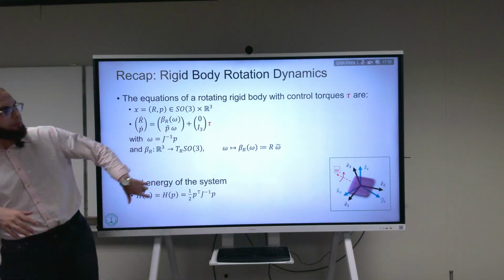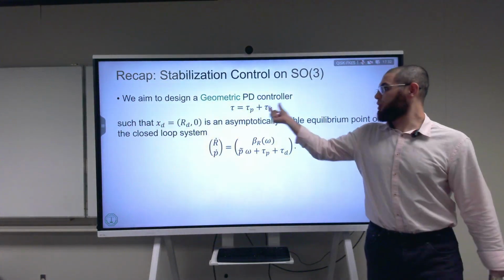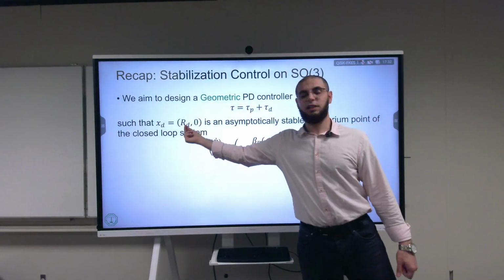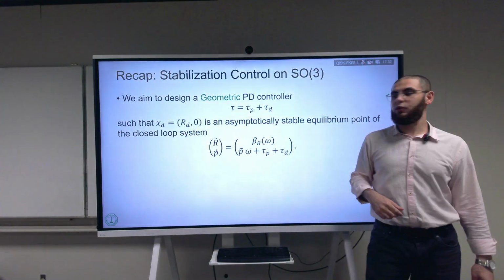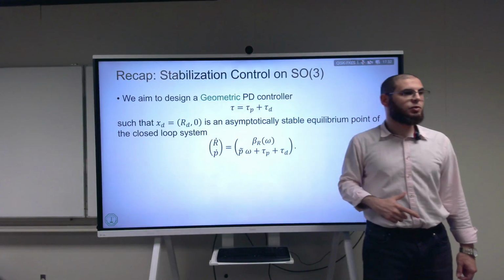Okay. And now the geometric control problem is simply a proportional term and a derivative term, such that this desired state, which consists of the desired configuration, the desired orientation, and zero angular velocity, we want it to be an asymptotically stable equilibrium point of the closed loop system that looks like that.